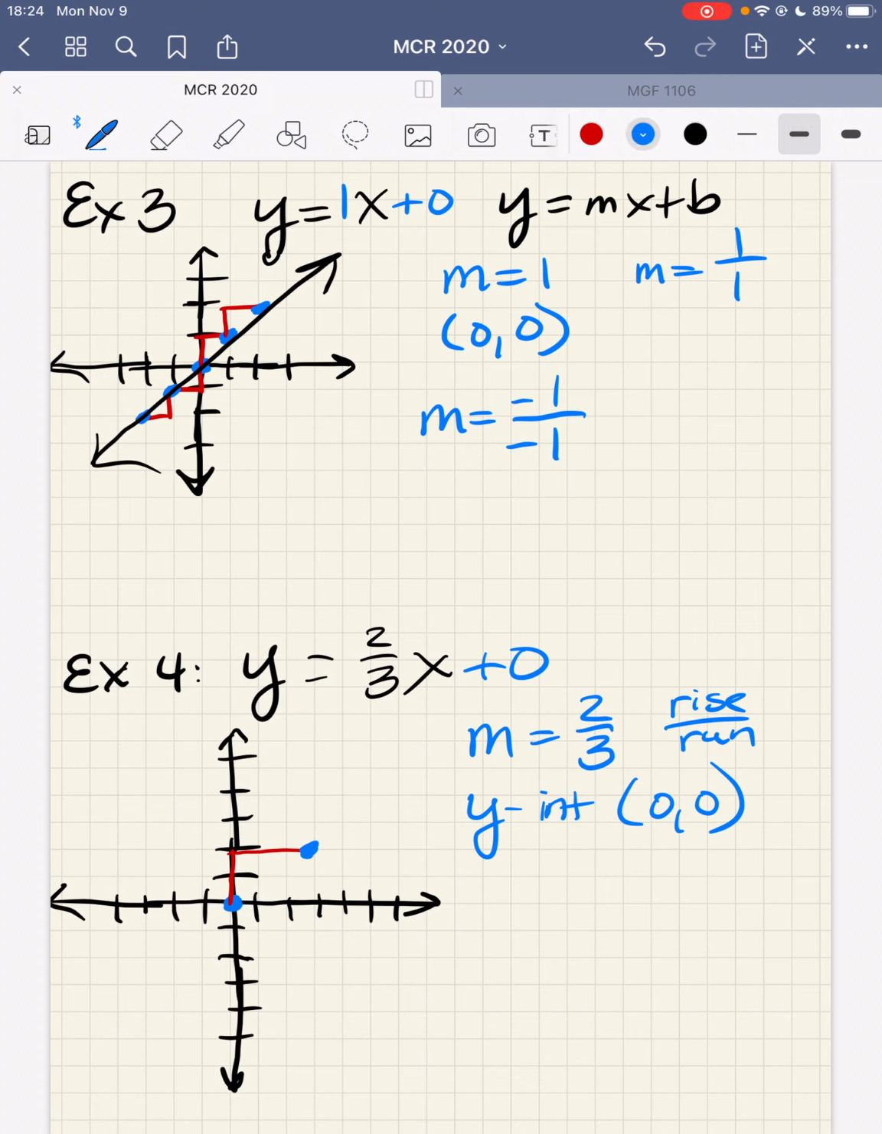I'm also going to do the opposite. I'm going to consider that m is -2 over -3. And I'm going to go down 2 and to the left 3. And if I've done it right, they should all line up. And I should get a nice straight line.